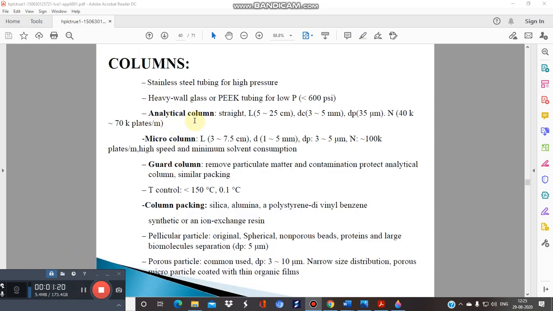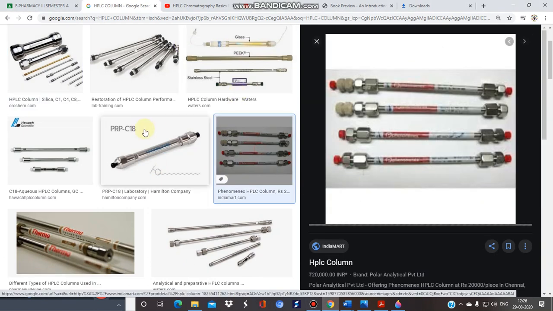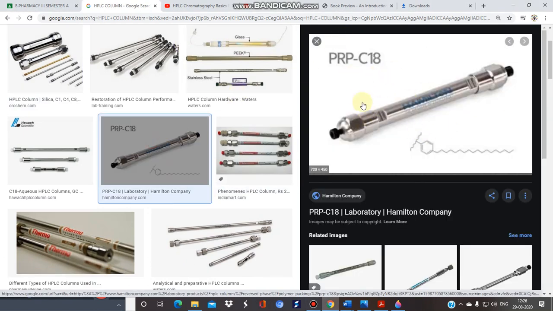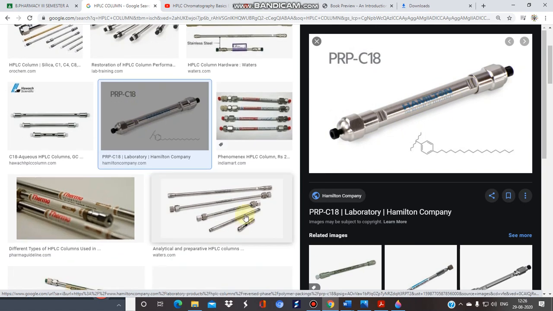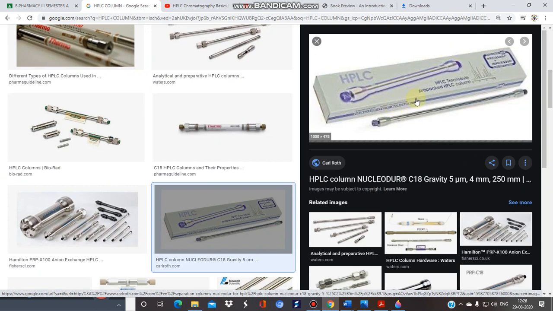And we use different types of columns for analytical purposes. There are micro columns and also guard columns, and column packing is done with silica, alumina, and different types of adsorbents. So always remember this: in normal phase we have to add the polar material, and in reverse phase HPLC we have to add the non-polar materials. See, these are Google images of the HPLC column. See this C18 column, we will add a reverse phase silica here. These are the different types of HPLC columns.